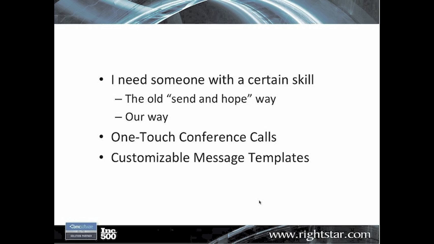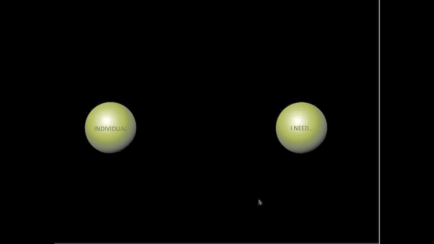Well, there's another way to do it, and that's our way, and I'm going to show you that today. That also leads into what we call our one-touch conference calls, and we'll save that for a little bit. Our customizable message templates is what we're going to focus on today for kicking off those notifications. We can tie into systems and integrate with trouble ticketing systems and help desk and change management, network management, you name it. But today we're going to focus on how do I get a hold of a person when I need somebody for a certain reason? So first, let me talk about this a bit.